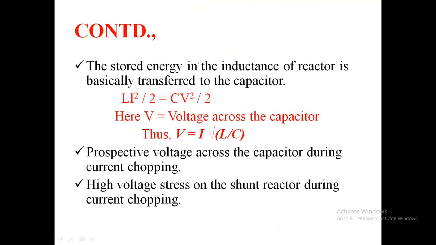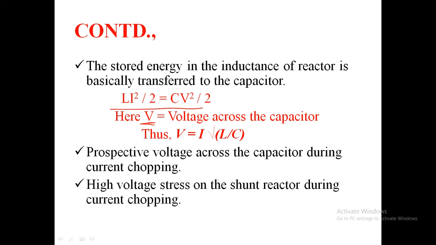So here it is represented as Li square by 2, and the capacitor is charged to the voltage, half CV square by 2. So I need the voltage across the capacitor, right? When I solve this, I will get V equal to I square root of L by C. So the voltage is extremely high compared with the normal system voltage.